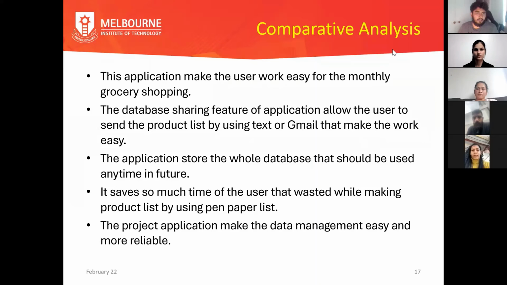In the comparative analysis, this application makes the user's work easy for monthly grocery shopping. The database sharing feature of the application allows the user to send the product list by using text or Gmail, which makes every work easy. The application stores the whole database that can be used anytime in the future, and it saves so much time for the user that was wasted while making a product list by using pen and paper. And the project application makes data management easy and more reliable. Next slide, please.